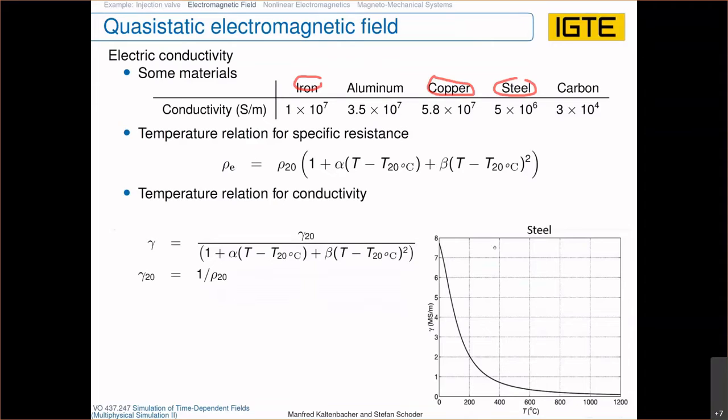And you see here, for example, for steel between 0 degrees Celsius and about 1000 degrees Celsius, how this conductivity decreases with increasing temperature. So especially in a coupled field problem where you, for example, heat up any electrically conductive materials, for example by eddy currents, which will be the second topic of this course, you should take into account that this conductivity is a function of the temperature.